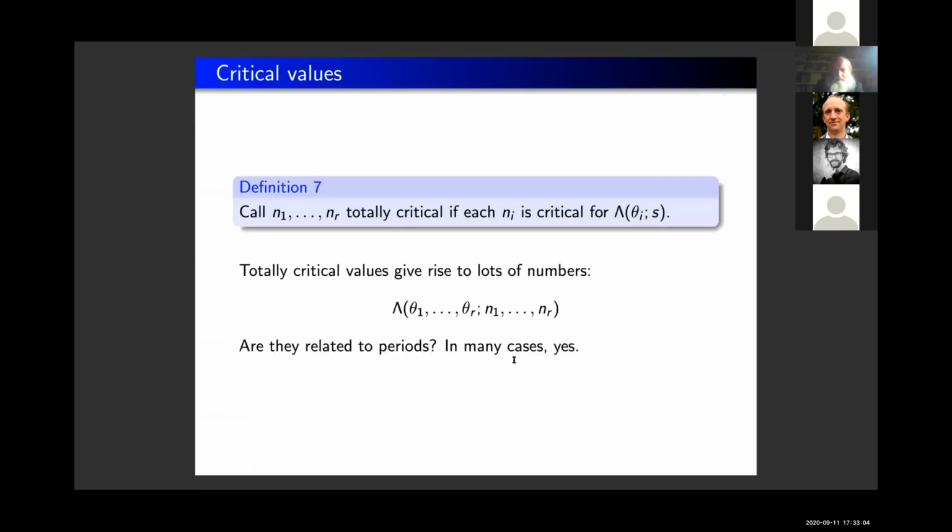So the first question is, what values are we going to evaluate these L functions at? The most cautious thing one could do is to take all the s_i to correspond to critical values of the corresponding L function. So we had these R theta functions, each of them corresponding to an L function, and Deligne defined what it meant to be critical. So we want all the integers to be critical, and that's what I mean by totally critical. So we get a bunch of numbers. So what can we say about these?